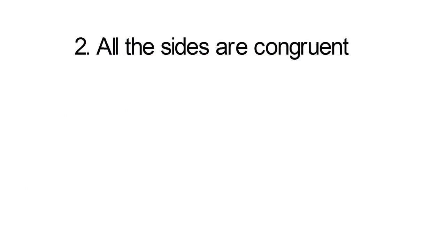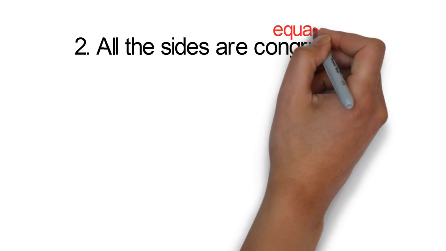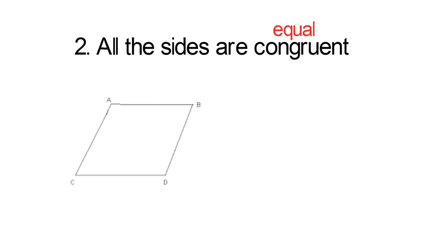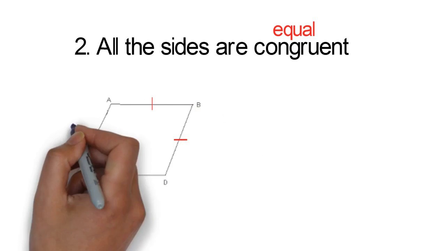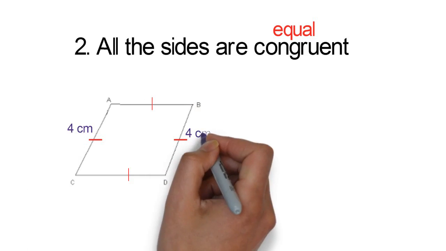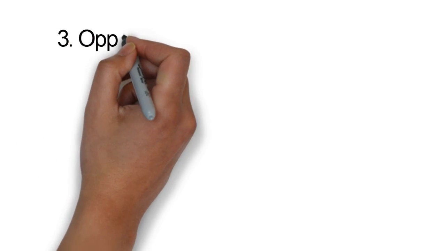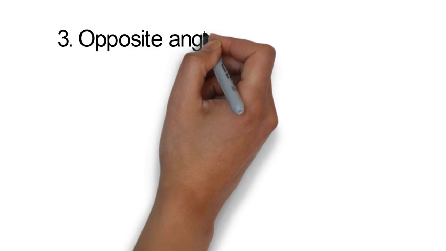2. All the sides are congruent. Congruent in this sense means all the sides are of equal length. So if I label BC 4 cm, line AD will also be 4 cm, AB will also be 4 cm, and CD will be 4 cm. So AB equals BC equals AD equals CD. Get that?